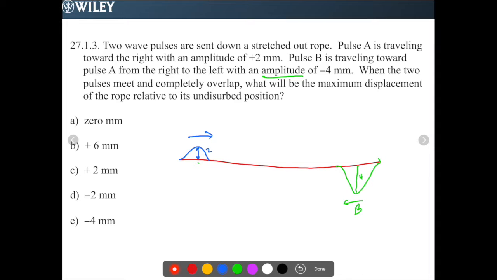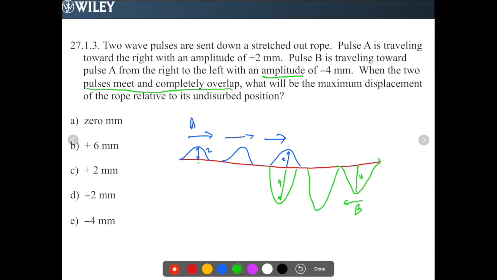That's B. Now, right now no superposition is happening, but A is going to keep moving, sliding down the rope. B is also going to move down, right? Depending on its speed, at some point, they're going to overlap. And it says the two pulses meet and completely overlap. So when they completely overlap, assuming that they're symmetrical, you've got a +2 for this one, and then you've got a down 4 for that one.